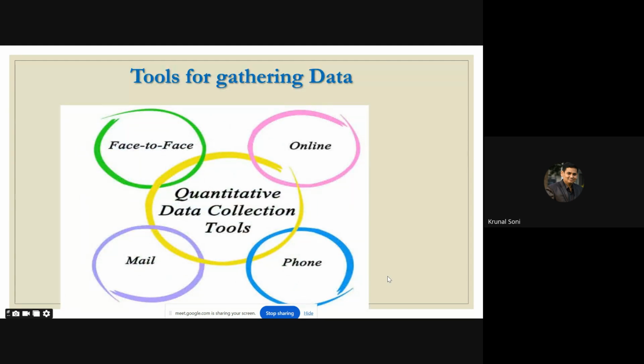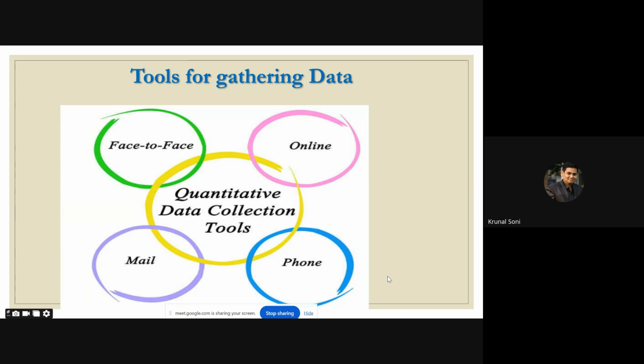Tools for gathering data. So these are the various tools through which we can gather the data. In terms of quantitative, we can go for face-to-face interviews of the people. We can also cover the data in online mode, either to have online interactions or sending our survey through emails or other modes of communication. So that is one aspect, email. Either we can have telephonic communication and we may ask for the opinion of the people, right?